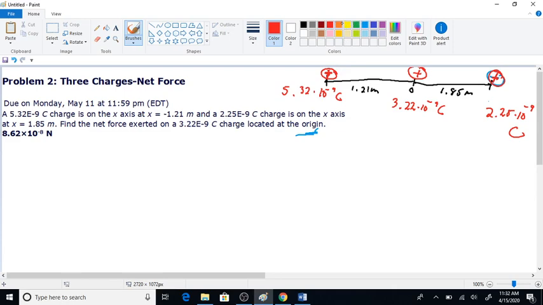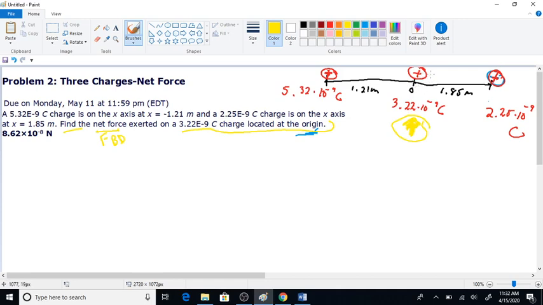So which one are we concerned about? We're concerned about this dot in the middle. This is our frame of reference. Well, how do you know that, Mr. Nishad? Find the net force, free body diagram, yay, on this charge located at the origin. So this is the one we care about. This is our world. Charge in the middle.